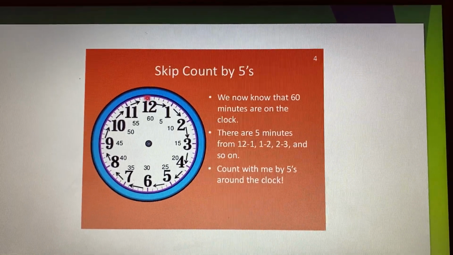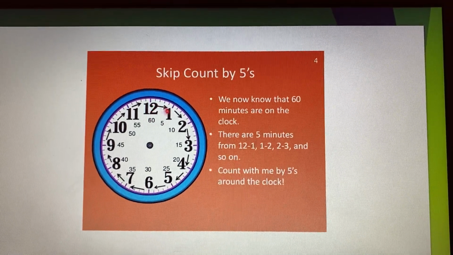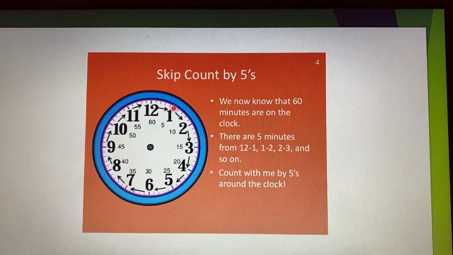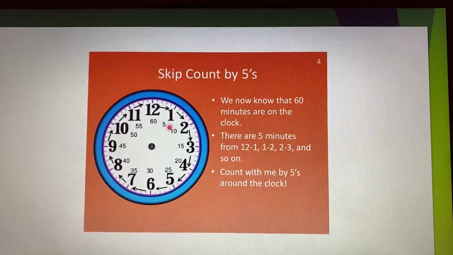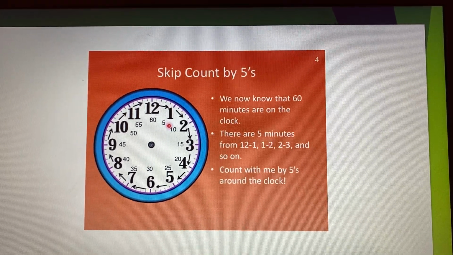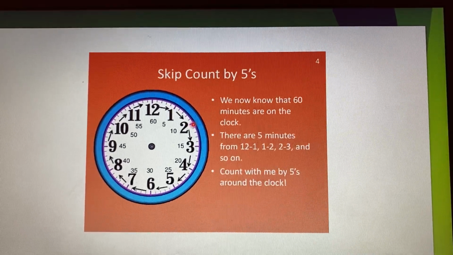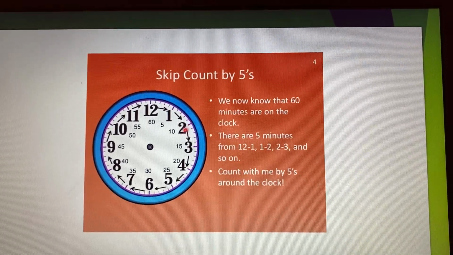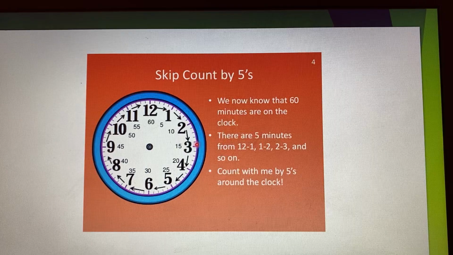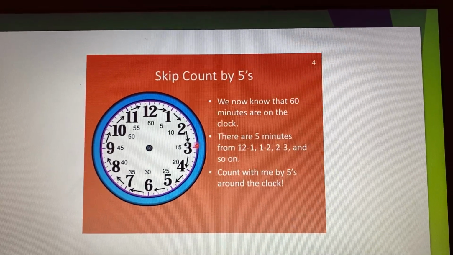Now, between each hour and the next, like 12 and 1, we have 5 minutes. Between 1 and 2, we have 5 minutes. 2 and 3, also 5 minutes, and so on.